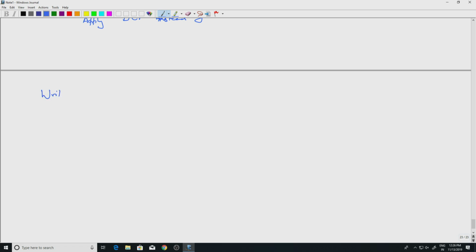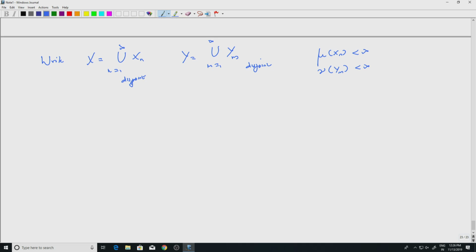So, write x equal to union x_n, n equal to 1 to infinity, y equal to union y_m, m equal to 1 to infinity. So, all these are disjoint, and mu of x_n is finite because it's sigma finite, so we have this property, and nu of y_m is finite. Okay. So we want to prove that for every set in the product sigma algebra the theorem is true. So for that we consider this set.